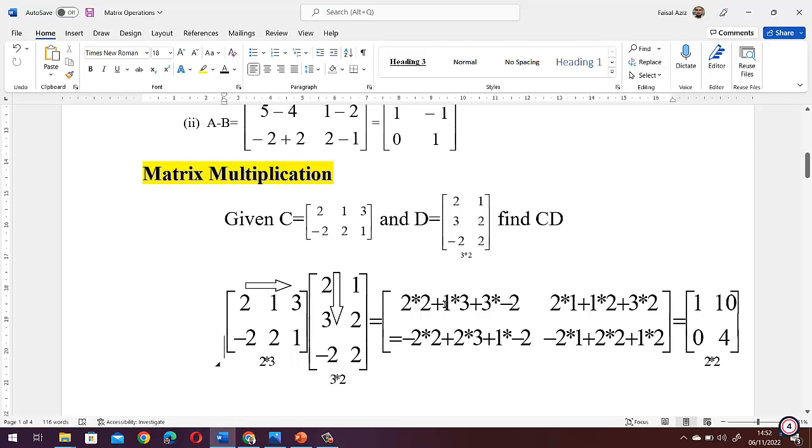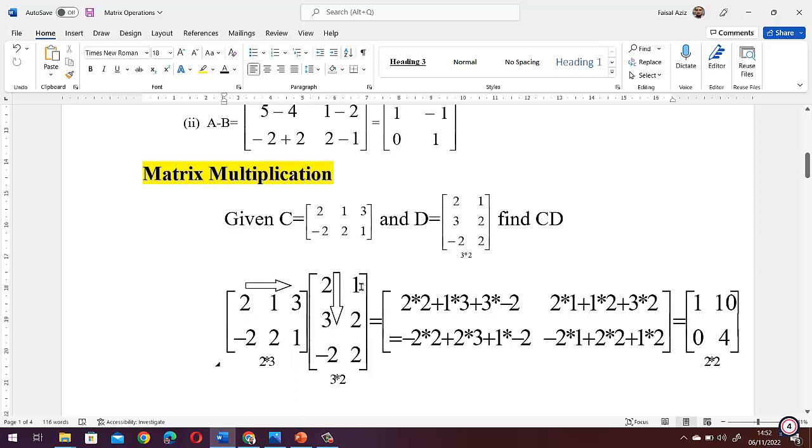Then we will put a plus symbol, and then the second element in a row will be multiplied by the second element of a column of the second matrix. As you can see, 1 multiplied by 3 and then plus, then again 3 multiplied by minus 2. This operation we will repeat for the other column of the next matrix, which is D in our case.